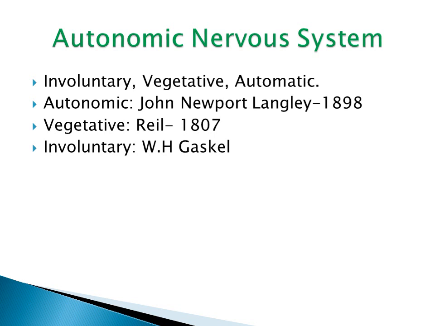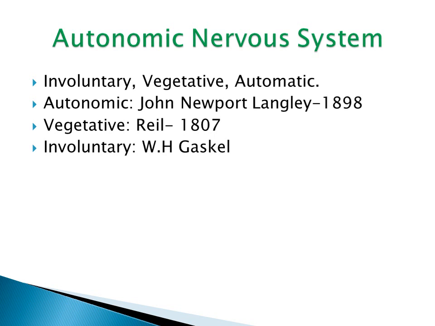The term autonomic was given by the Cambridge-based professor John Newport Langley in 1898. The term vegetative nervous system was coined by Reil in 1807. And the term involuntary nervous system was given by the scientist Walter Gaskell. So this is the basic information about the autonomic nervous system.